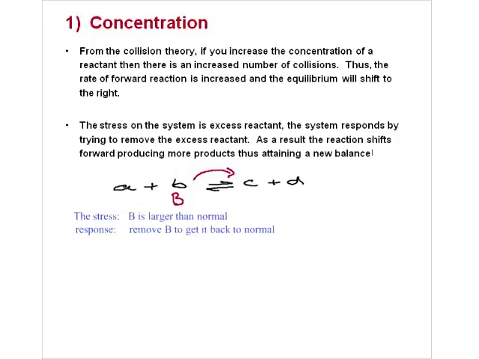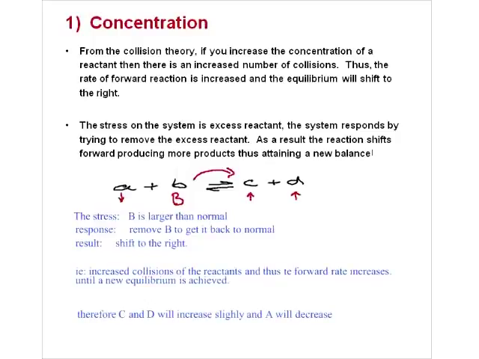Now the consequence of getting B small again means we shifted forward. The consequence of that is that now C is going to go up a little tiny bit, D is going to go up a little tiny bit, and at the same time, A has to drop because we shifted forward. So you notice that everything has a consequence to the effects of adding B to this container.